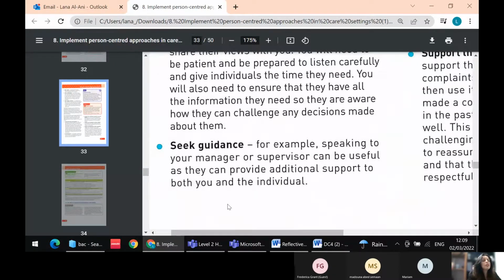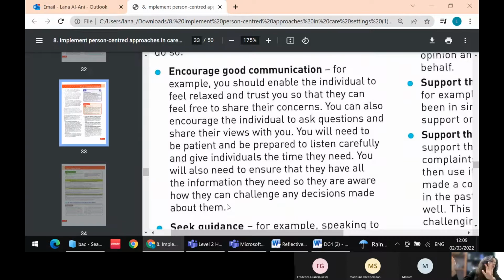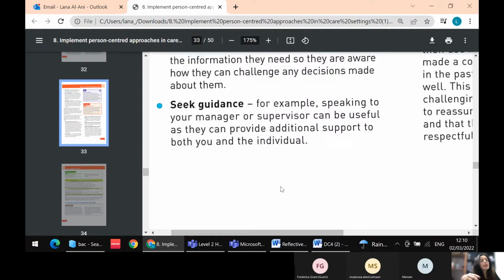First of all, you need also to encourage good communication. Let us go back to Mr. X. Mr. X has been prevented from going out to the garden by the manager. Manager said no garden for Mr. X, but he wants to go at least 5 minutes for fresh air. Then first of all, we encourage good communication. For example, we should enable him to feel relaxed, trust us, so he can feel free to tell us his concerns. Encourage him to ask questions. Maybe he should ask the manager. He needs to make the manager listen to him carefully. So I encourage Mr. X to speak to the manager, get more advice and information from him, so he can challenge his decision.